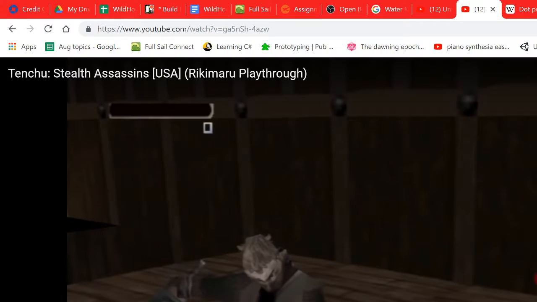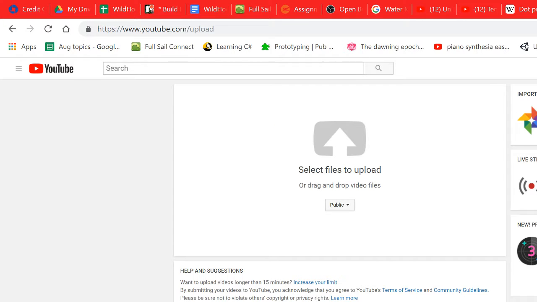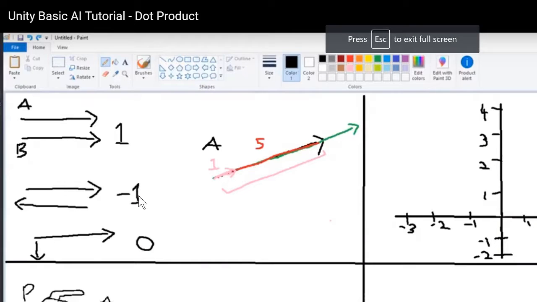Okay, so now let's go back to what the actual definition is. The actual definition is it's an algebraic operation. It takes two equal length sequences of numbers, usually coordinate vectors, and returns a single number. That's probably the easiest way to explain it, but it's also the least descriptive. So let's go to the video that I had for the technical references.